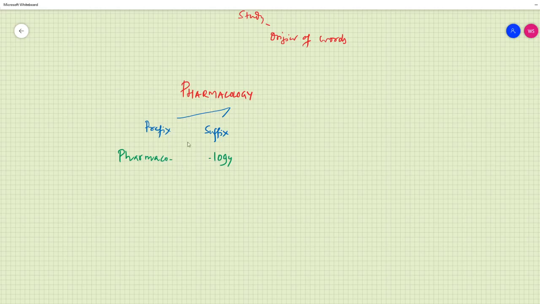Okay, so if we split pharmacology as a prefix and a suffix, like so, pharmaco and logy, and we look at the origin of these words, we find pharmaco is derived from the Greek word pharmakon, and logy is derived from the Latin word logia. Now, pharmakon means a remedy. Logia means study of.